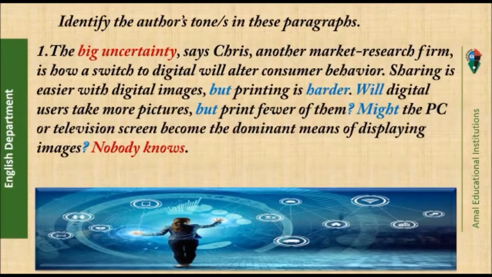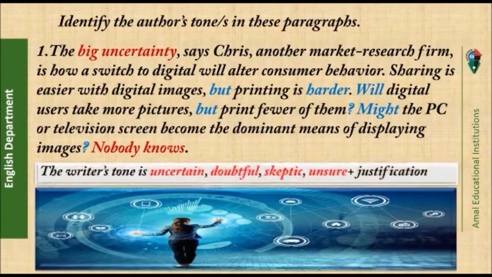Nobody knows. The writer's tone is uncertain, doubtful, skeptic, and unsure. But we have to justify. How to justify? As we have said, we have to look at the word choice and the sentence structure. Let's see. "Big uncertainty" and "nobody knows" are words that indicate that the writer is uncertain, doubtful, skeptic, and unsure.